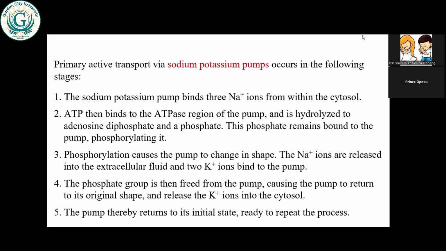Now, as this happens, 2 potassium ions, also from the extracellular fluid compartment, will attach themselves to the pump. And then the phosphate, which bonded with the pump to change its shape, is released. As the phosphate is released, the shape of the pump returns to its original shape, allowing the potassium to escape into the intracellular fluid compartment. And this is done to help maintain the pressure, or the electrochemical gradients, on each side of the cell membrane.